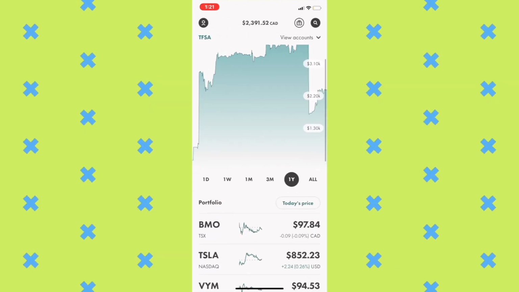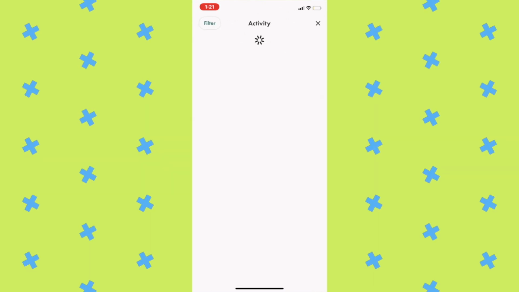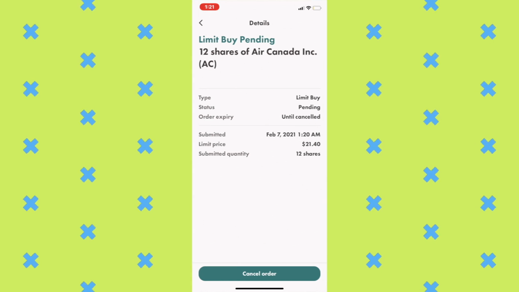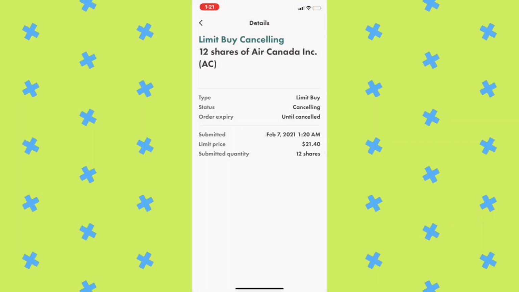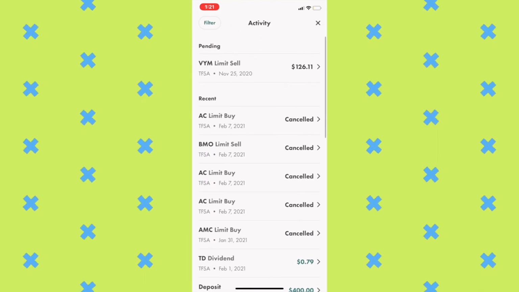So another way would be going to your pending orders under your portfolio. Click on that. I have two open. Click on Air Canada, then click cancel the order, then click yes to confirm. It may take 1 to 5 minutes to complete this. On a busy trading day, it may take even more. So as you can see, it's canceled.